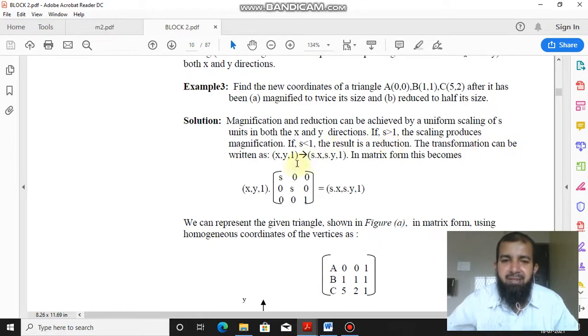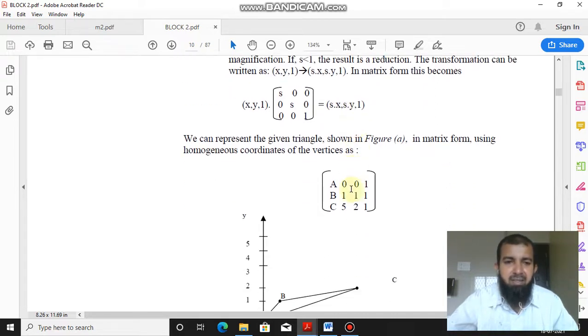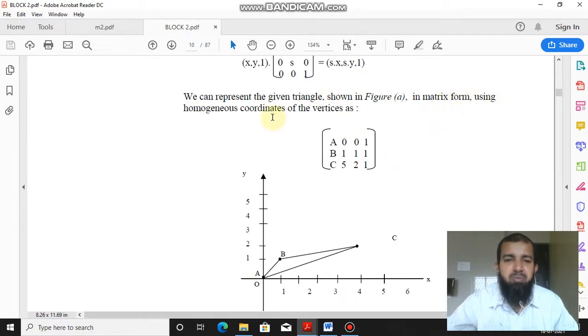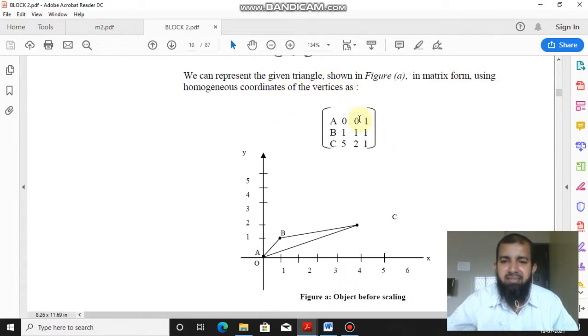The transformation can be written as (x, y, 1) to (x', y', 1). In matrix form, this becomes (x, y, 1) times the matrix [Sx 0 0; 0 Sy 0; 0 0 1], equal to (x', y', 1). We can represent the given triangle shown in figure A in matrix form using homogeneous coordinates of the vertices as A (0, 0), B (1, 1) and C (5, 2). That is given.